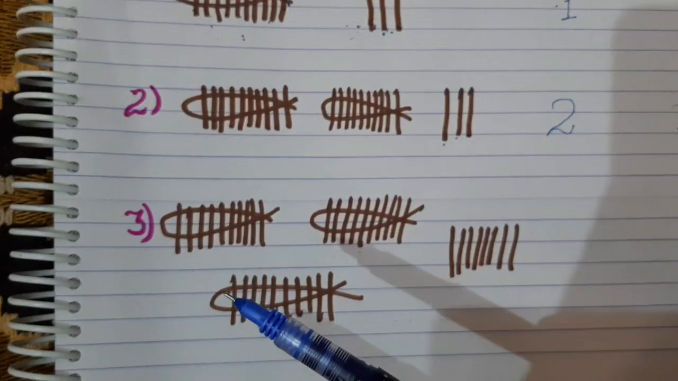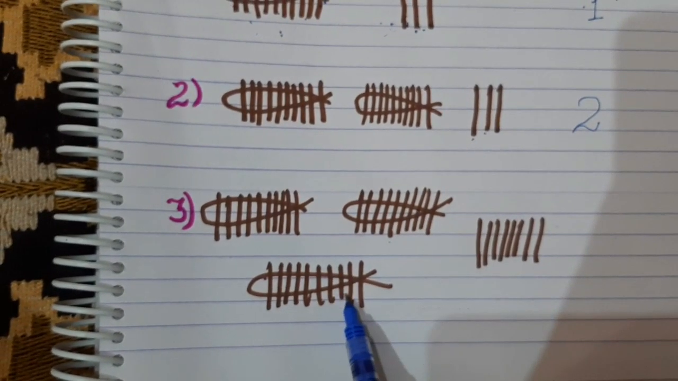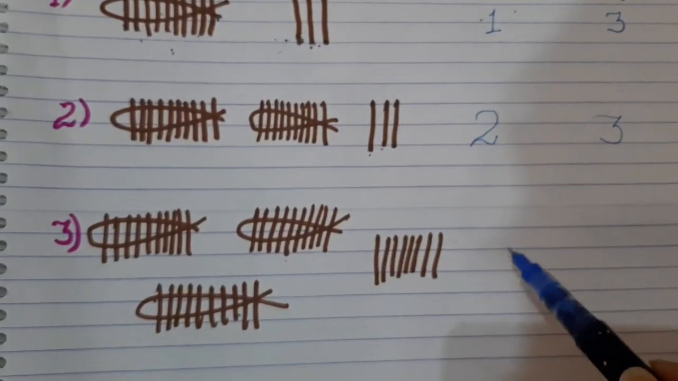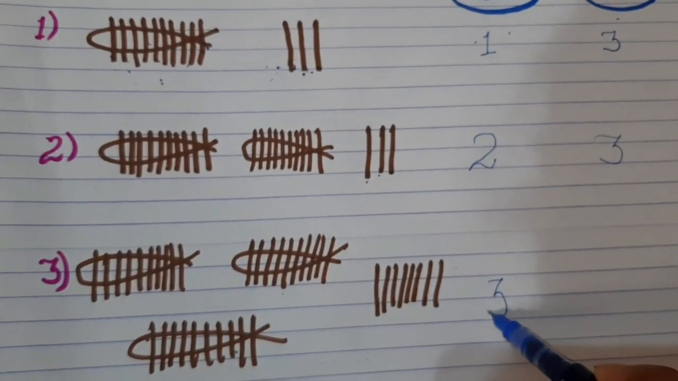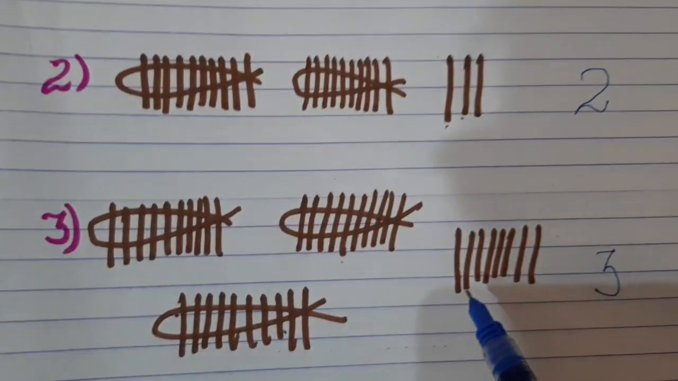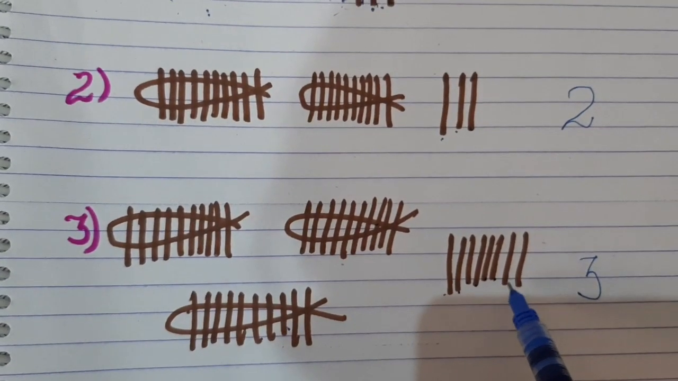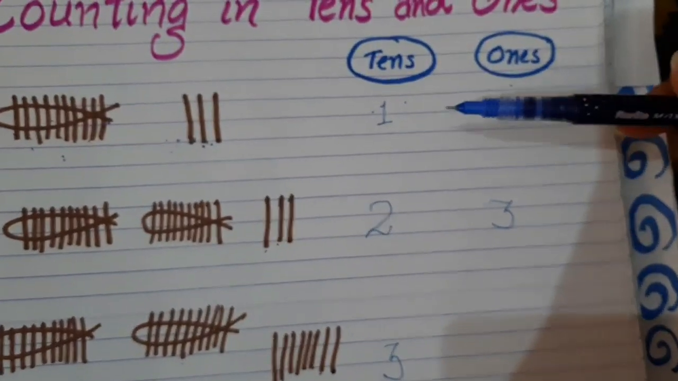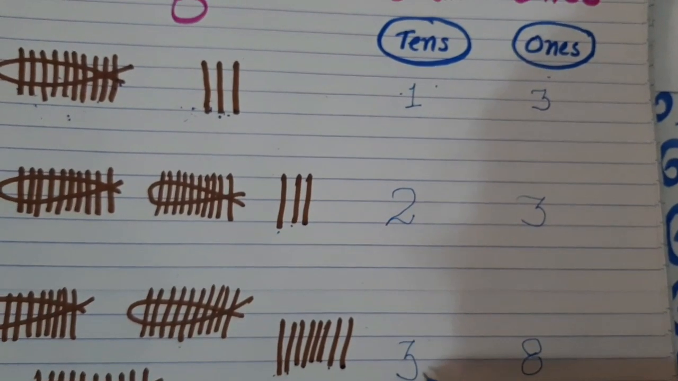Okay, let's do the third example. Now look at it carefully. 1, 2 and 3. There are 3 bundles of 10 sticks. So it will come in the column of tens. Tens के column में आएगा 3. And let us count these loose sticks. 1, 2, 3, 4, 5, 6, 7 and 8. 8 sticks are loose. Then I have to write it in the column of ones. So we have got the number 38.